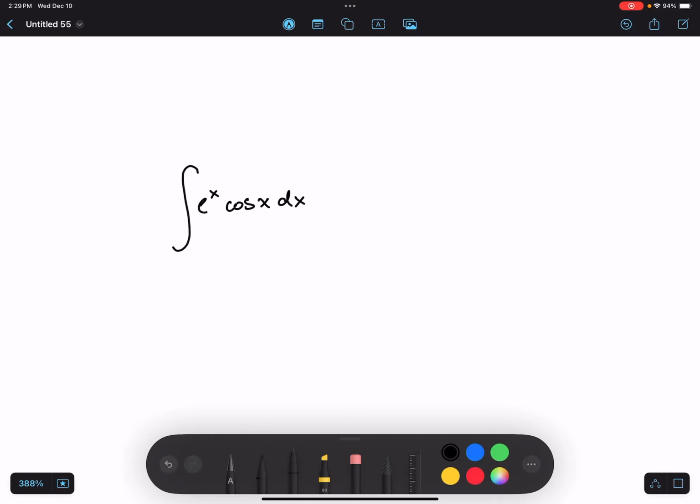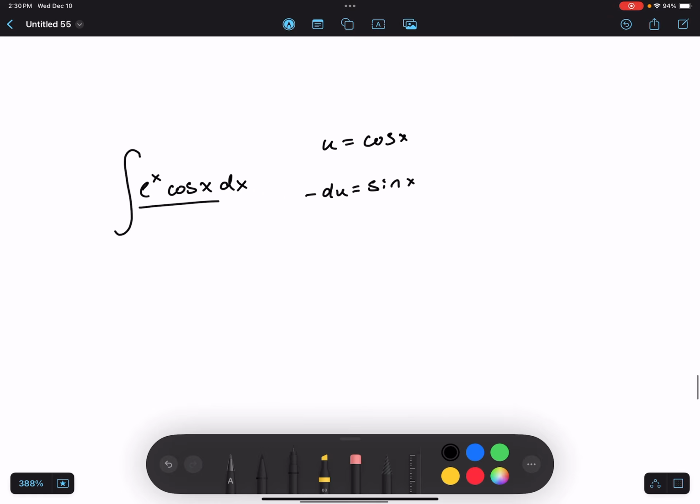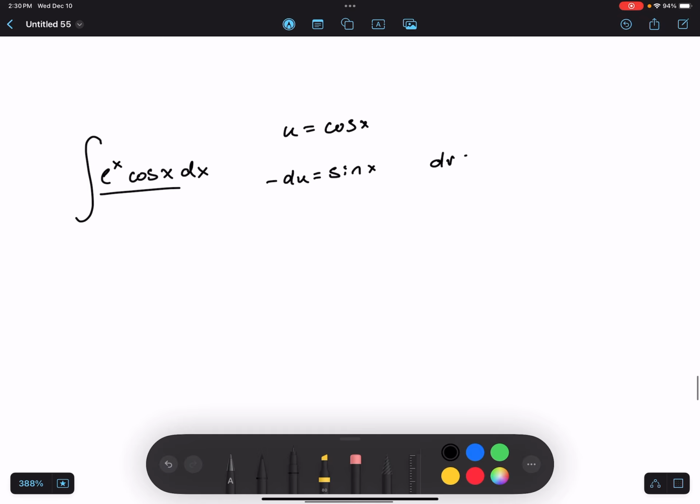We've got the integral of e to the x cosine x, which is a clear product in the integrand, and so that means we're dealing with integration by parts. So to start off, we'll let u equal cosine x. The derivative of u in this case is negative sine x. dv equals e to the x, and the integral of v here is also e to the x.